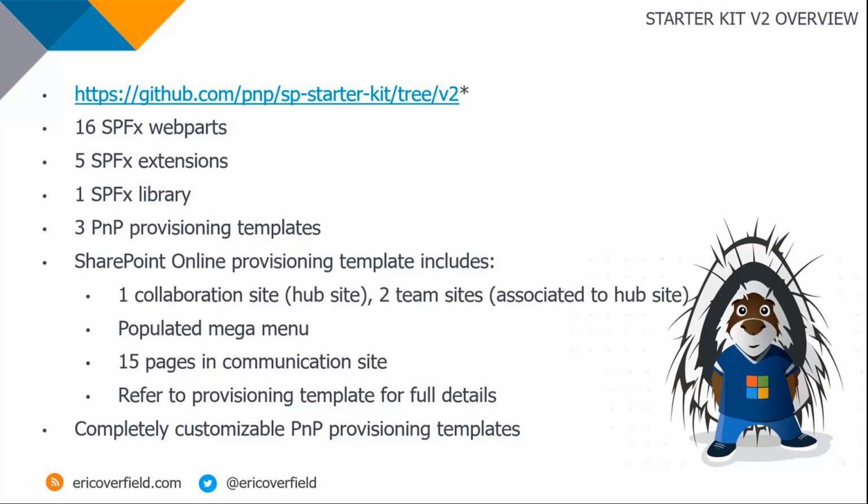We're looking to have, there are 16 SPFx web parts in this one solution. There's 5 extensions. There's the library. There's 3 PnP provisioning templates. There's going to be the default one for SharePoint Online. There's one for 2019. And then there's also one that will just install the SPFx solutions.